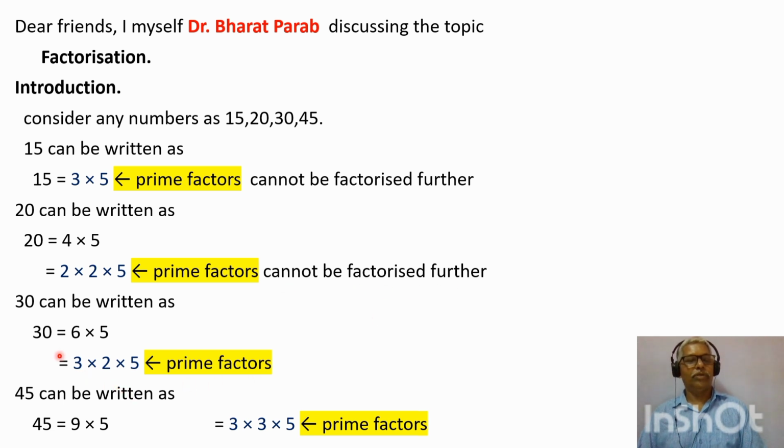Similarly here 30 equal to 3 into 2 into 5 is prime factors of 30, and similarly for 45, 3 into 3 into 5 are the prime factors of 45. So you know what the idea is, what are prime factors, and what the process we have carried out is called the factorization. This was introduction to factorization topic. Okay.